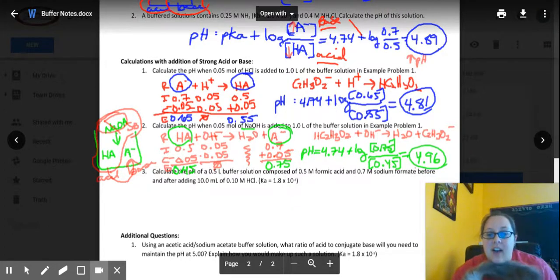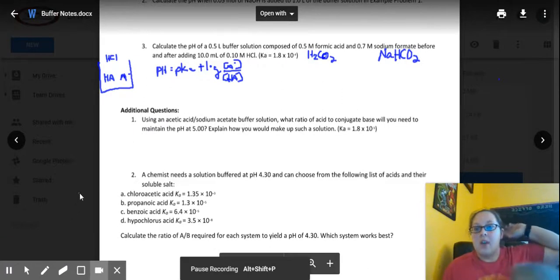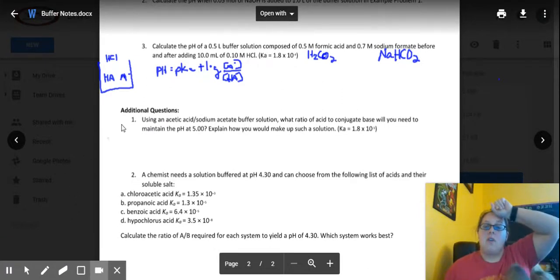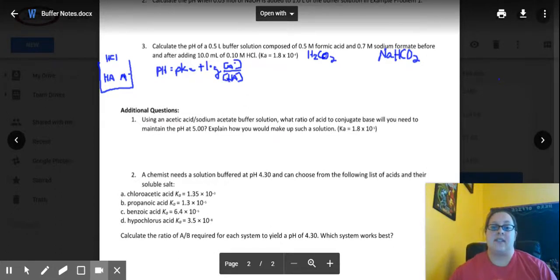So anyway, that is how you figure out the pH if you're adding a strong base. So let me get set up for the third one. Okay, guys, getting set up for part 3. Calculate the pH of a 0.5 liter buffer solution composed of 0.5 molar formic acid and 0.7 molar sodium formate before and after adding 10 milliliters of 0.1 molar HCl.